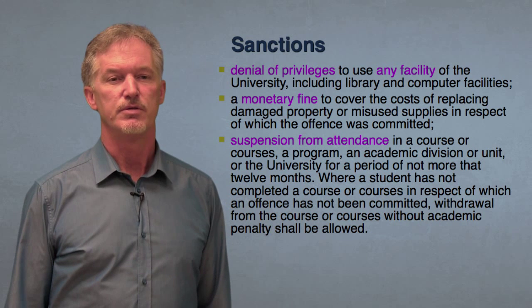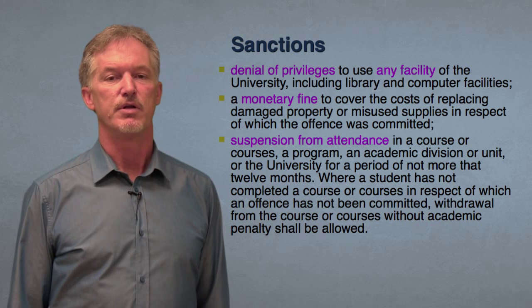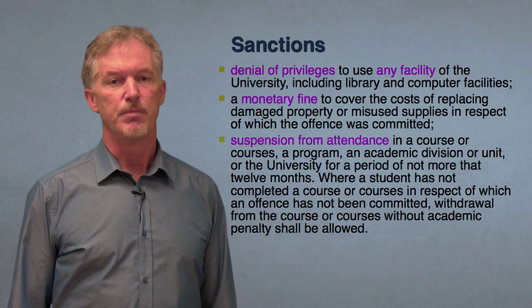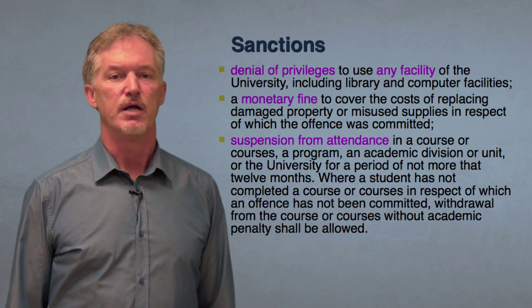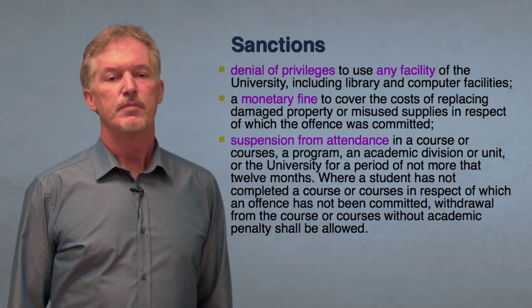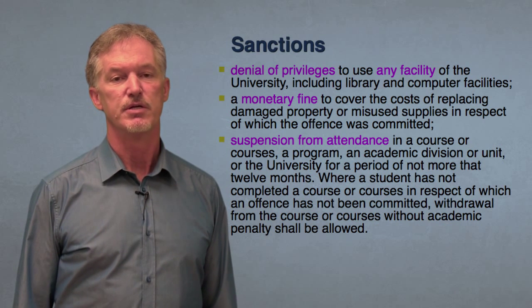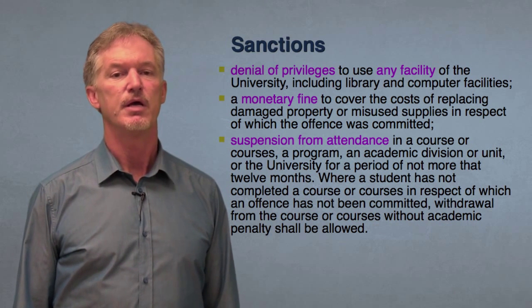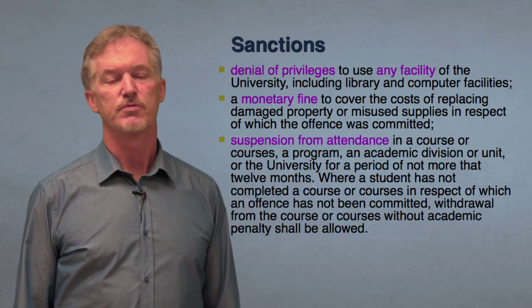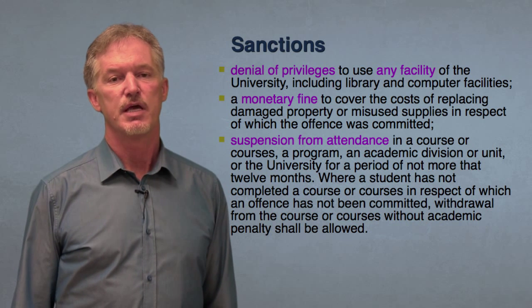Sanctions could also include denial of privileges. For example, you might be told that you can no longer work out in the gym if you behave in an unacceptable fashion while you're in the gym. There could be a monetary fine. There could also be suspension from attendance at the university, which might be a suspension for a term or for a year, or it might be an indefinite suspension. So all of these sanctions can be applied.